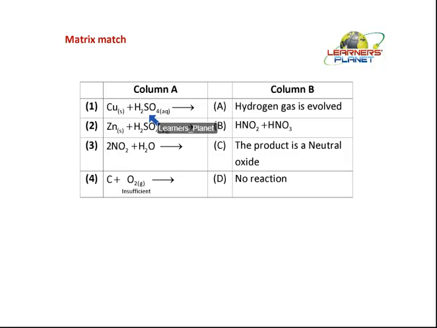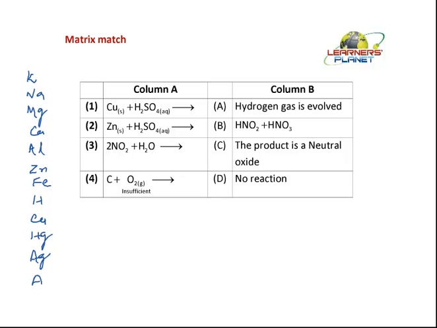Copper solid plus sulfuric acid, aqueous. Now just tell me, will copper react with dilute sulfuric acid? Let's write the reactivity series of metals. Potassium at the top, then sodium, then magnesium, then calcium, then aluminium, some metals like zinc and iron in between, then hydrogen, then copper, then mercury, then silver, and finally gold.